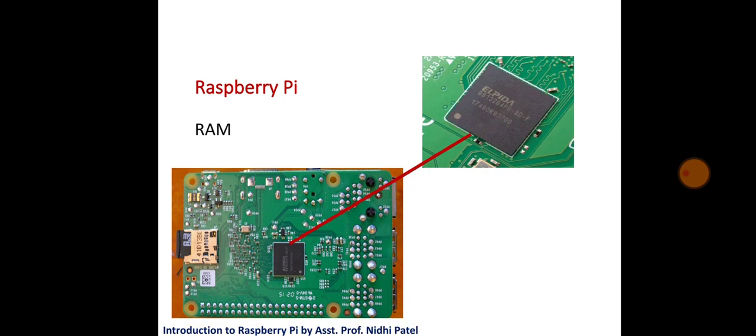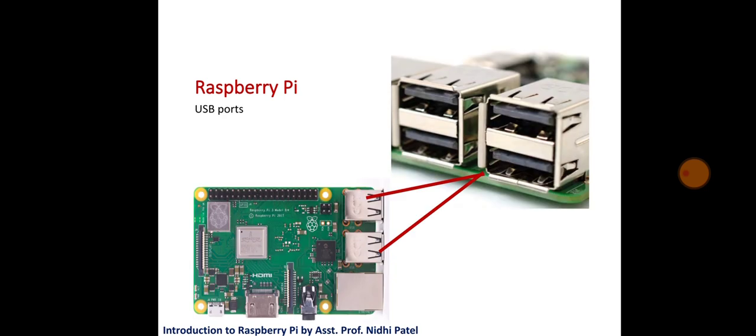This is the RAM, which is a volatile memory available with Raspberry Pi. These are the USB ports, which enable you to connect the keyboard and mouse to your Raspberry Pi, and you can also connect other peripheral devices like printers, scanners to your Raspberry Pi.